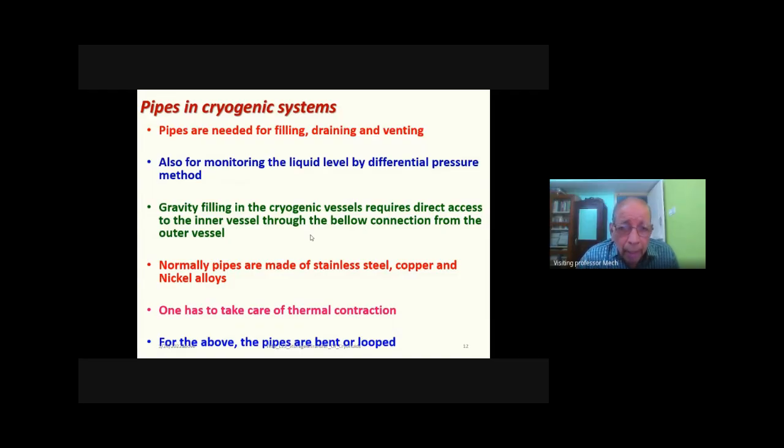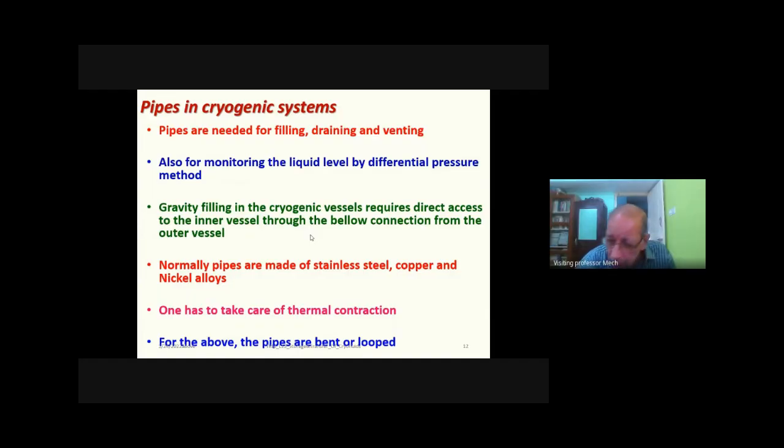Normally, the liquid level monitoring can be done by different methods. One of the very standard methods is to use a differential pressure arrangement in which you monitor the hydrostatic head of the liquid column. What you have is two lines running from the inner vessel to the outer vessel. One is taken from the top, where it sees only the vapor. Another one is taken from the bottommost point, where it sees both the vapor as well as the liquid. So the differential pressure will read the hydrostatic pressure of the liquid column.